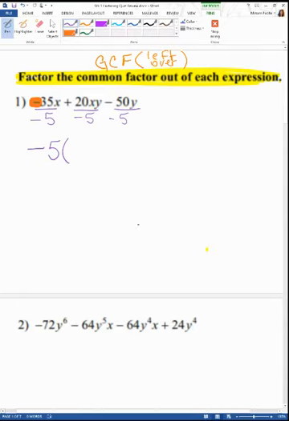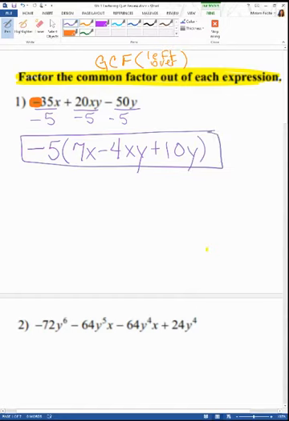-35 divided by -5 is a +7, and then I will bring down the X. 20 divided by -5 is -4, and bring down the XY. -50 divided by -5 is a +10, bring down the Y. This is my final answer. It's in the form of the greatest common factor on the outside times what's left over.